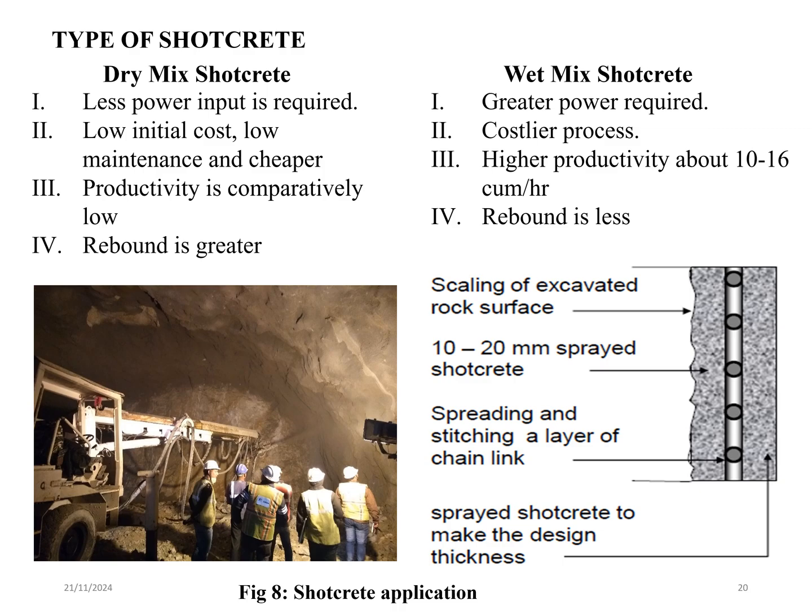Types of shotcrete. There are basically two types of shotcrete: dry mix shotcrete and wet mix shotcrete. In dry mix shotcrete, less power input is required and it has low initial cost. Also, the maintenance is low, productivity is low, and rebound is greater in this case. In the case of wet mix shotcrete, greater power is required. It is a costlier process with higher productivity, about 10 to 16 cubic meters per hour, causing less rebound.